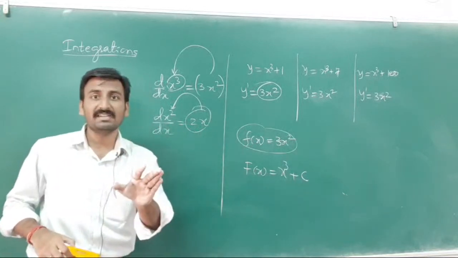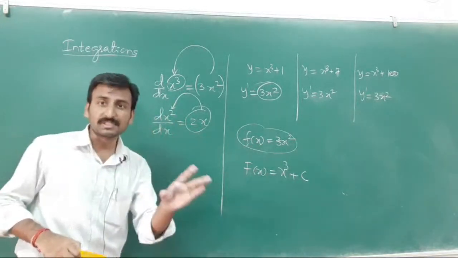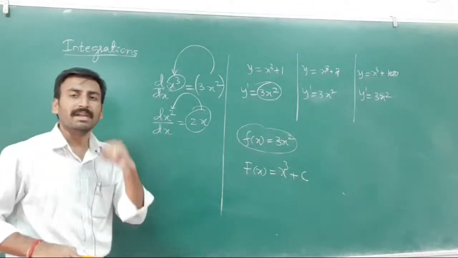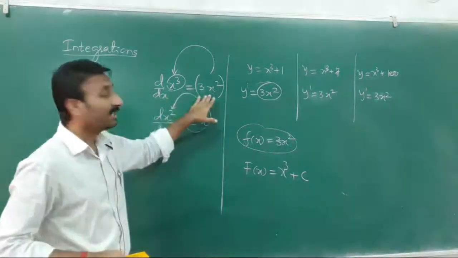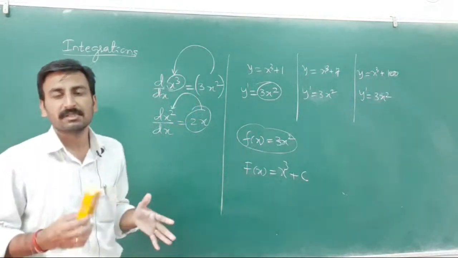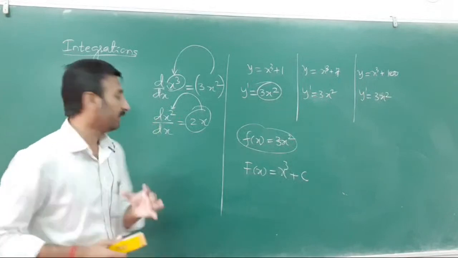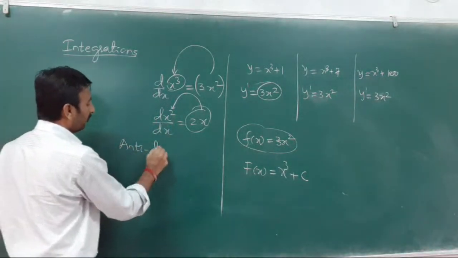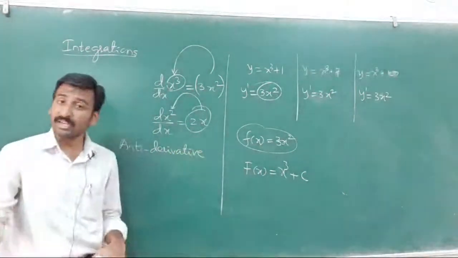x cube differentiation becomes 3x square, x square differentiation becomes 2x. It means that differentiation reduces the degree of the polynomial or the degree of the given equation. When it reduces the degree of the polynomial, it separates the terms. So when it differentiates, now look at this, antiderivative. That is what we call the reverse process. That is what we call integration.